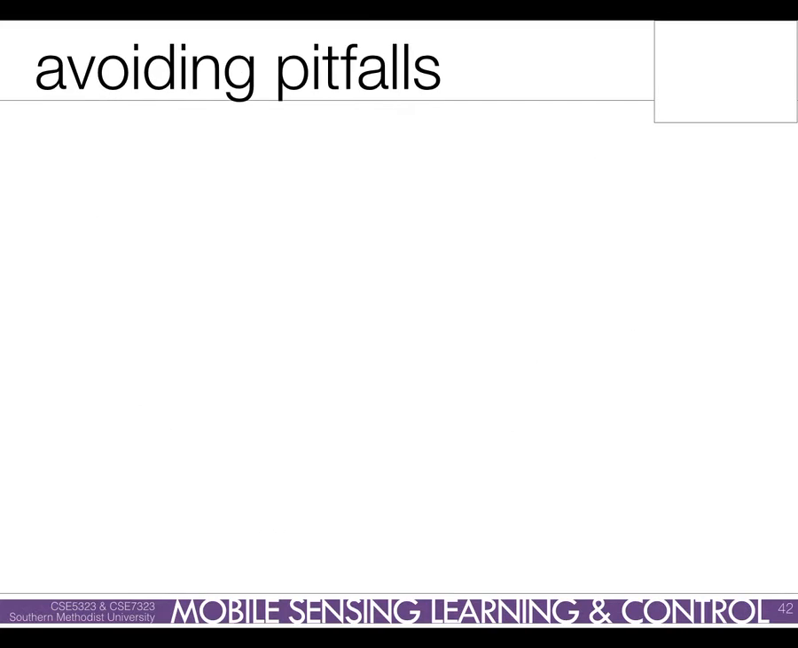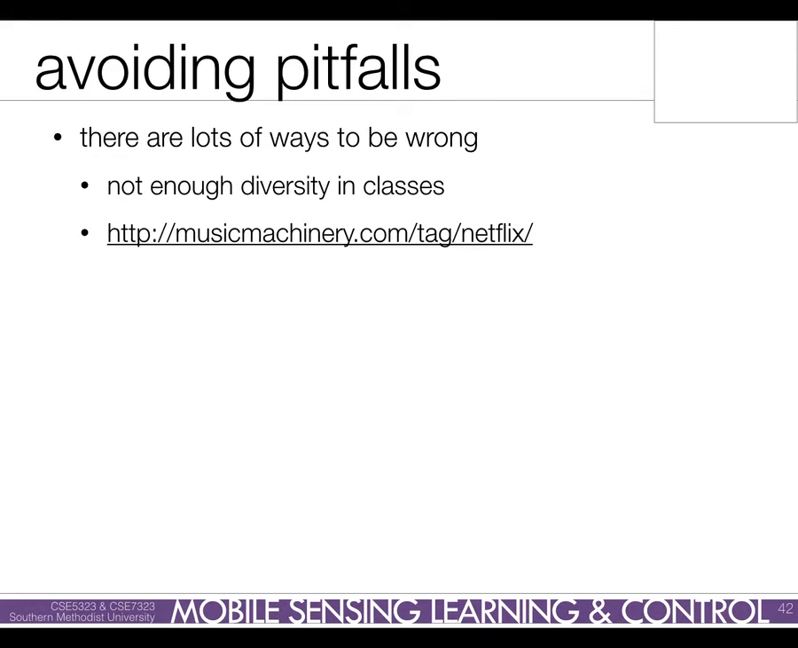Get that. Great. So we want to avoid some of these pitfalls with machine learning when we're putting stuff together. So the first thing to notice is there are lots of ways to be wrong when you put together a machine learning algorithm. And the first one is not to have enough diversity in your classes. Okay, so what do I mean by that?